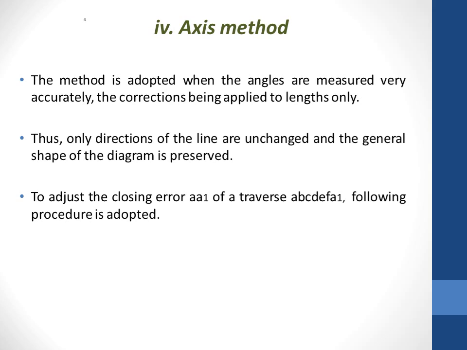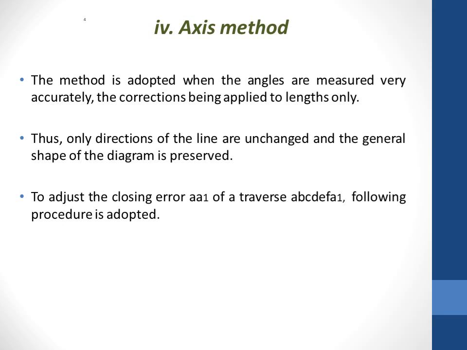The last method is the axis method. The method is adopted when the angles are measured very accurately, the corrections being applied to lengths only. So whenever we are doing the surveying with good precise angular measurements, then we go for this axis method, which is again a graphical method. It has a few limitations, but still it is easy to conduct this type of method. Here only the directions of the lines are unchanged and the general shape of the diagram is preserved.